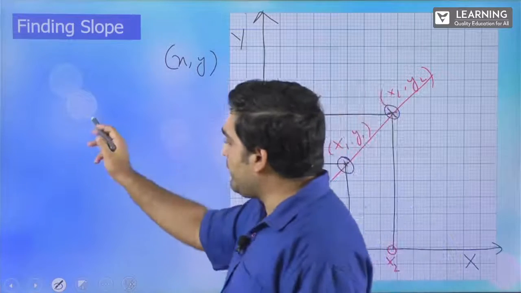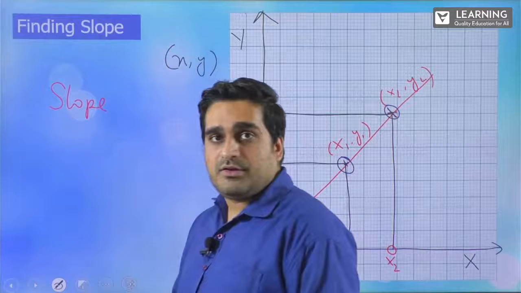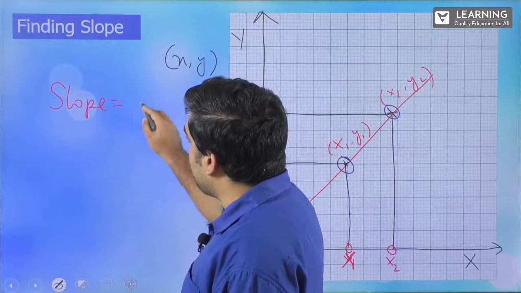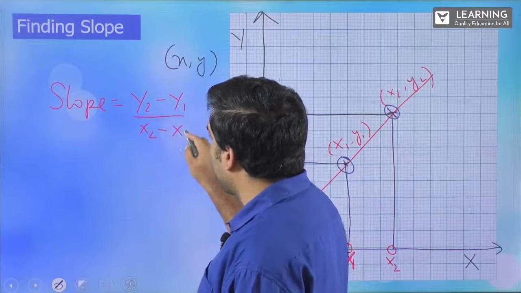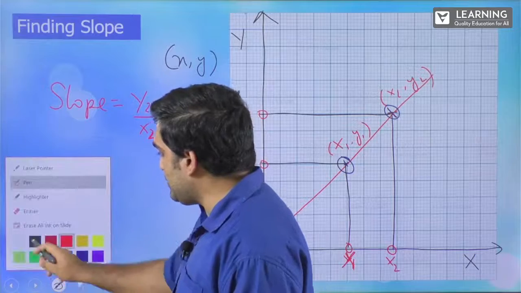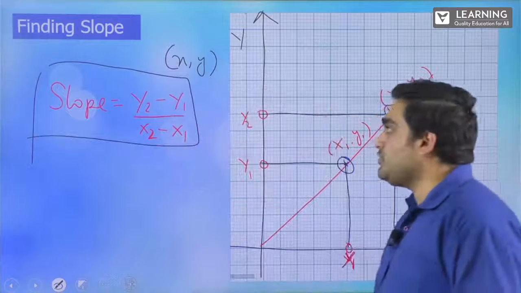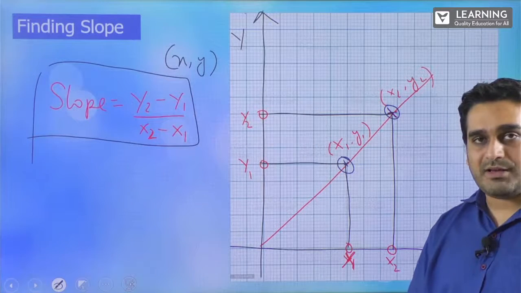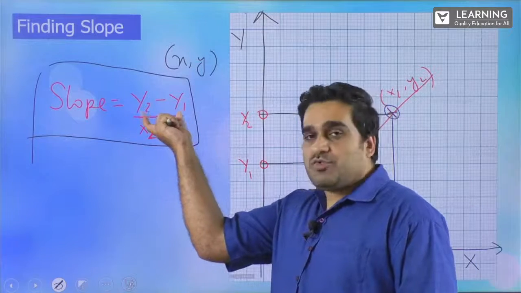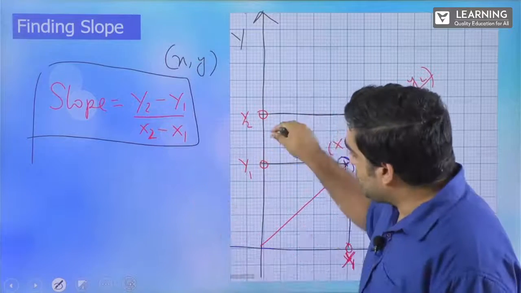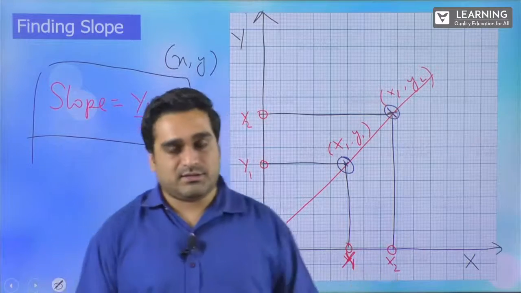Now, back to slope. How do we calculate slope? Slope, I hope that's visible, is equal to y2 minus y1 divided by x2 minus x1. So make a note of this. This is how you calculate slope. You see this y2 minus y1 is a difference in the y-axis, and x2 minus x1 is the difference in the x-axis.